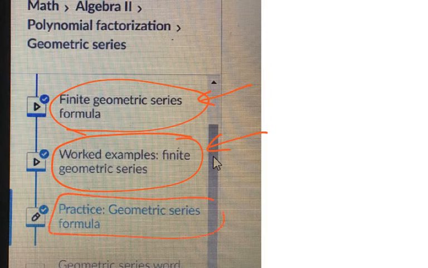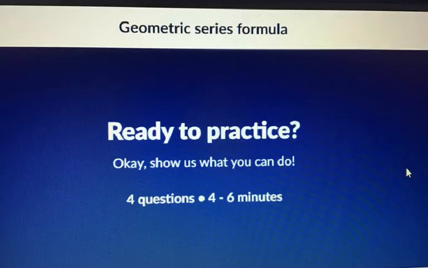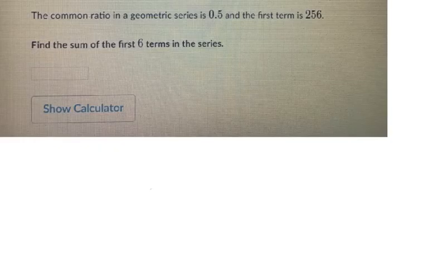But what I'm doing is practice geometric series formula. Sorry, getting hiccups there, so excuse me. So 4 questions. Let's go.